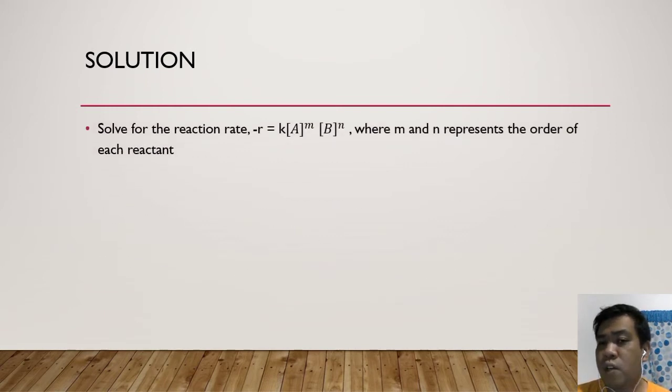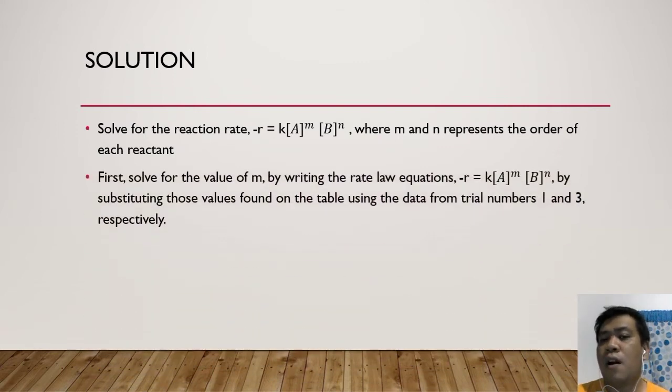So first, solve for the reaction rate. Negative r equals k times the quantity of A raised to m, B raised to n, where m and n represent the order of each reactant. And next, solve the value of m by writing the rate law equations. Negative r equals k times the quantity of A raised to m times the quantity of B raised to n, by substituting those values found on the table using the data from trial numbers 1 and 3 respectively.